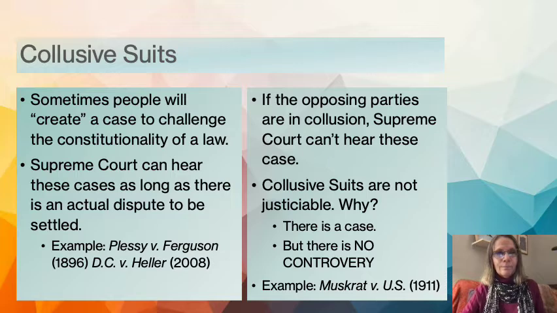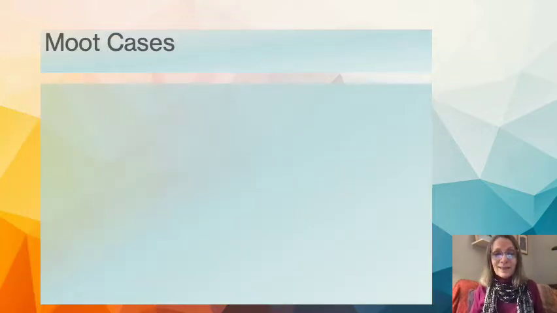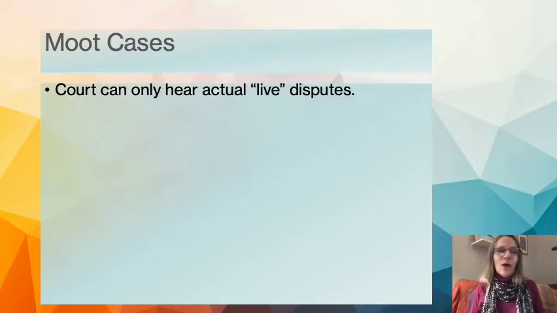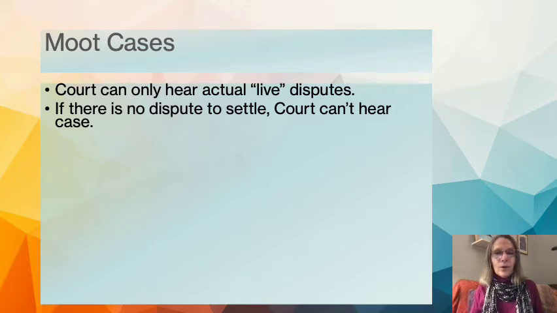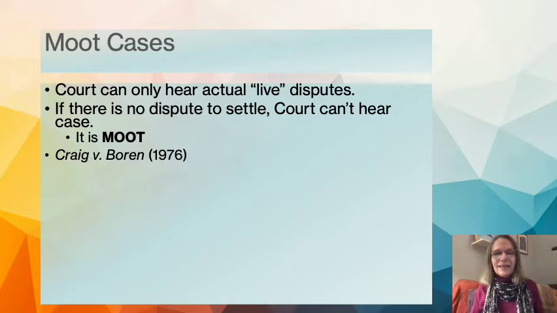there's no controversy. Now, if a case is considered moot, then it cannot be reviewed by the Supreme Court. It is not justiciable. That's because courts can only hear actual live disputes that are presently taking place. If there's no longer a dispute to settle, the court can't hear the case. Why? Because there is no controversy to settle, and they consider that to be moot. If a case is moot, it is not justiciable by the Supreme Court.